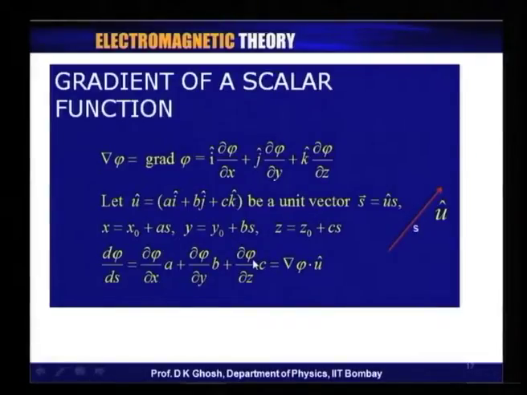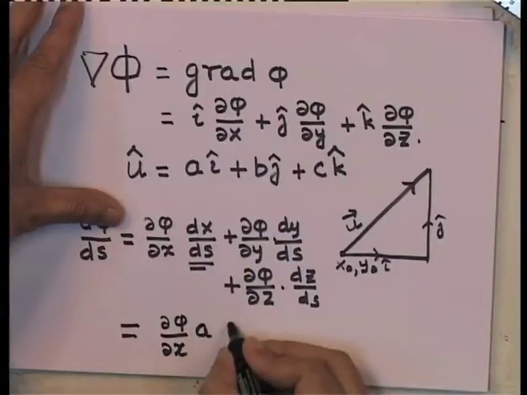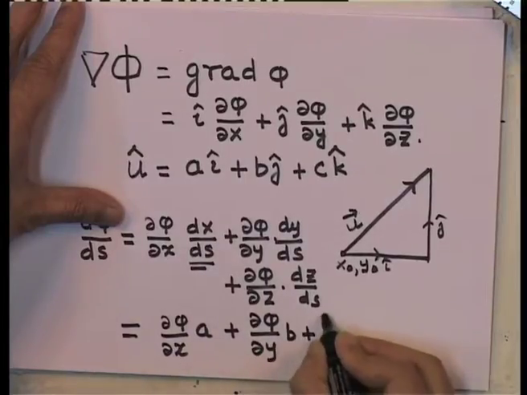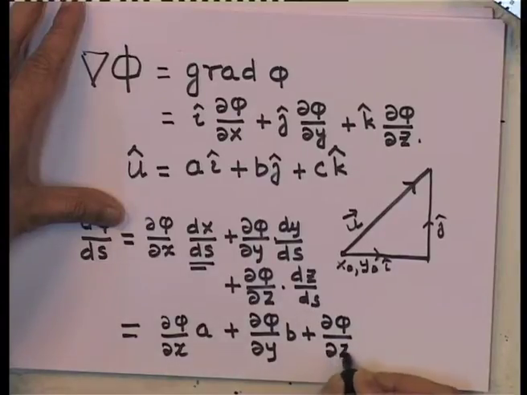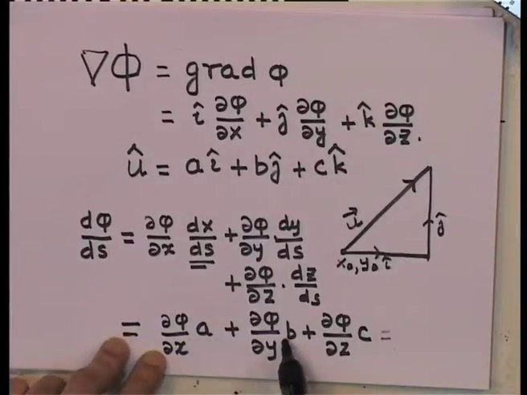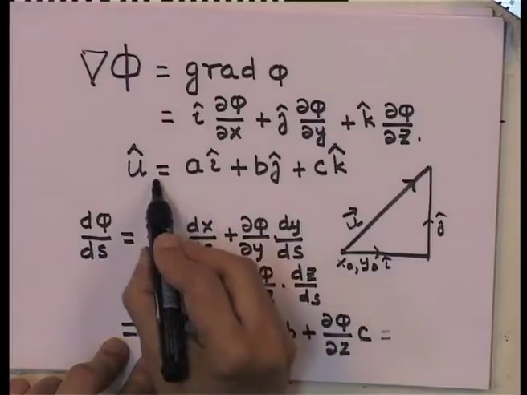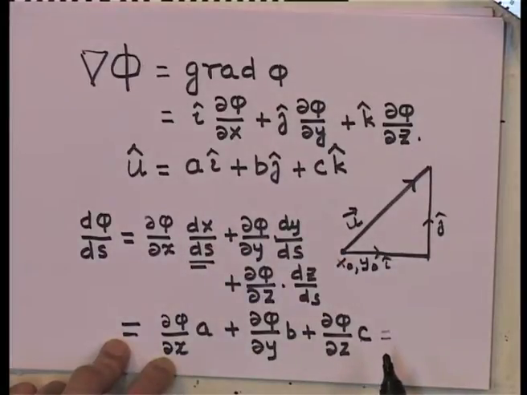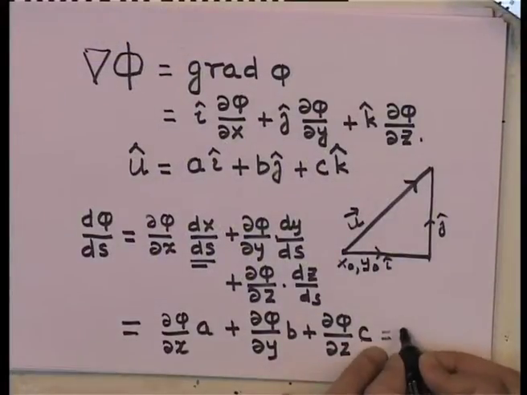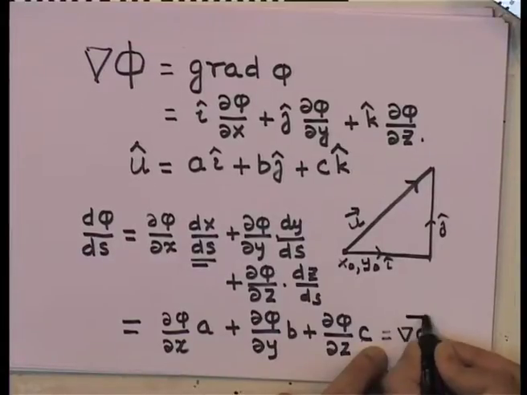So, therefore, I write this as d phi by dx times a, plus d phi by dy times b, plus d phi by dz times c. But a, b, c are components of a unit vector along the 3 directions. D phi by dx, d phi by dy and d phi by dz are components of the vector grad phi. So, this is nothing but the scalar or dot product of grad phi with the unit vector u.